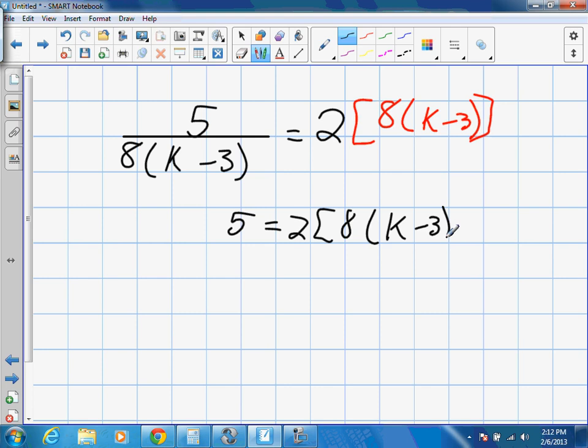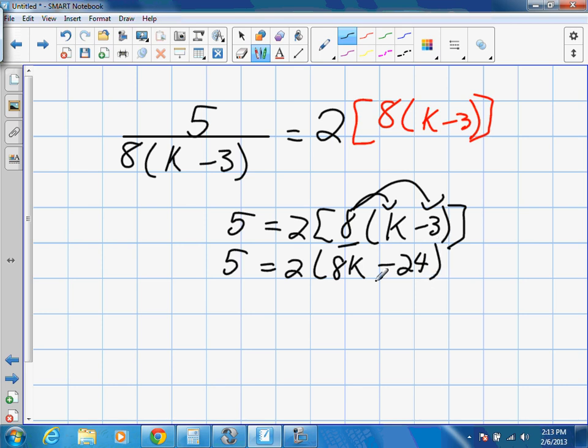So this is where our brackets came in handy. We have to use distributive property. This 8 has to be multiplied by both terms inside of the brackets. So 5 is equal to 2, 8k minus 24. We have to use distributive property again, because this is 2 times both terms in the brackets. So when we distribute that, we get 5 is equal to 16k minus 48.